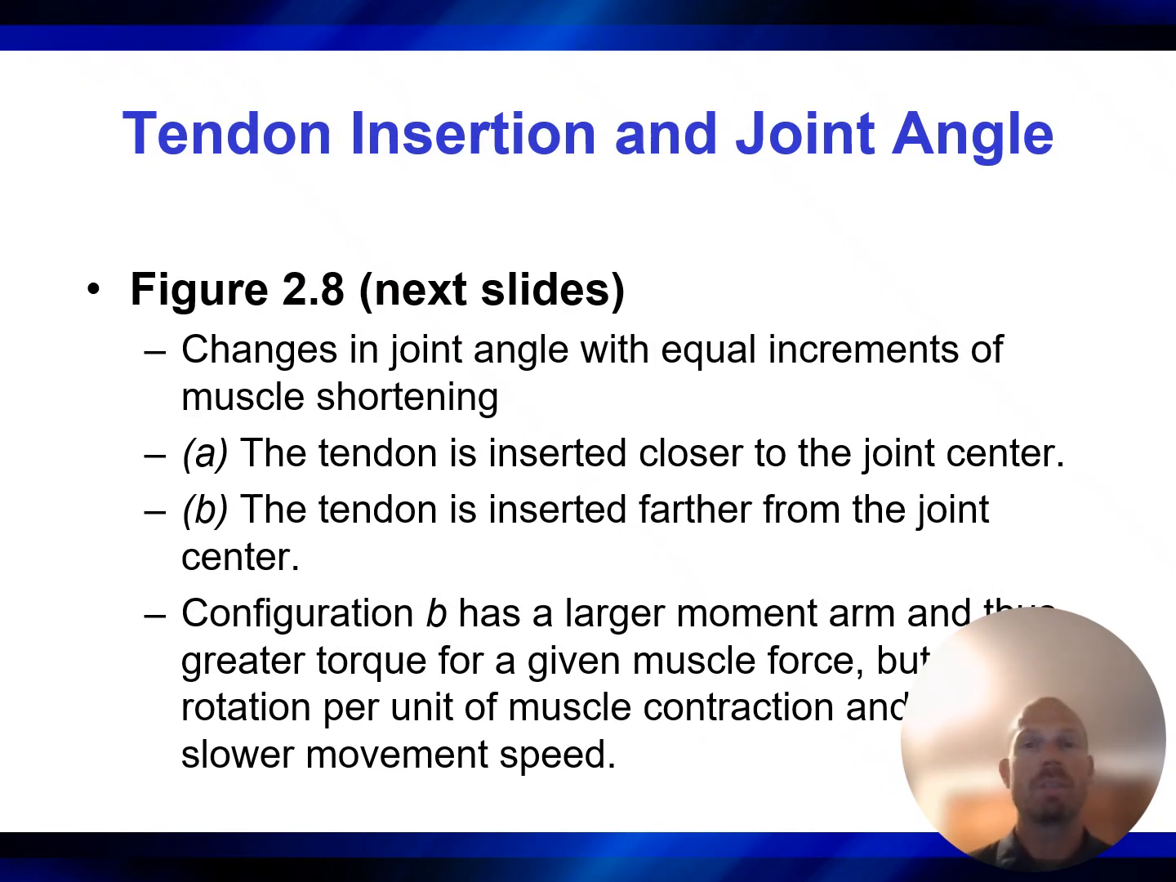Let's break down the speed versus power trade-off. A tendon inserted closer to the joint, configuration A, creates a shorter moment arm and produces more joint rotation per unit of muscle contraction, translating to faster movement. Configuration B creates massive torque but moves slower.